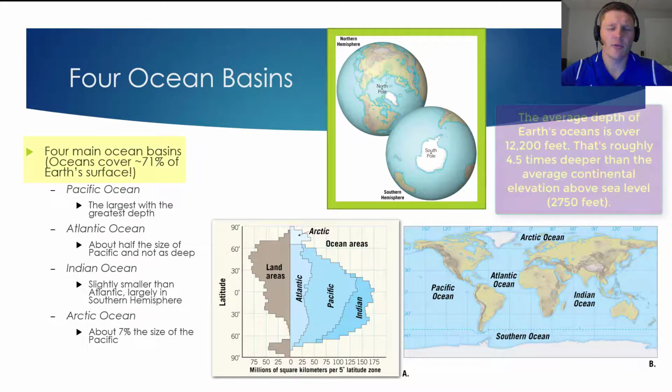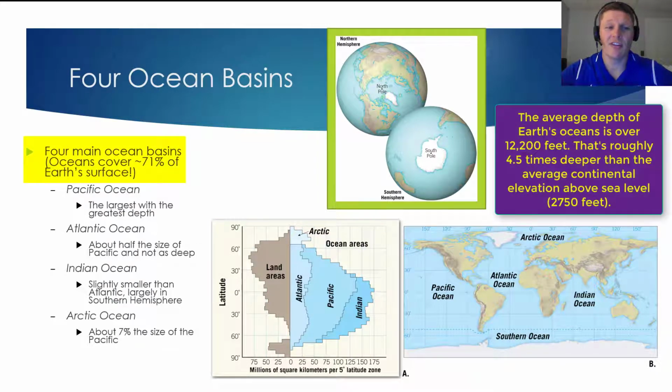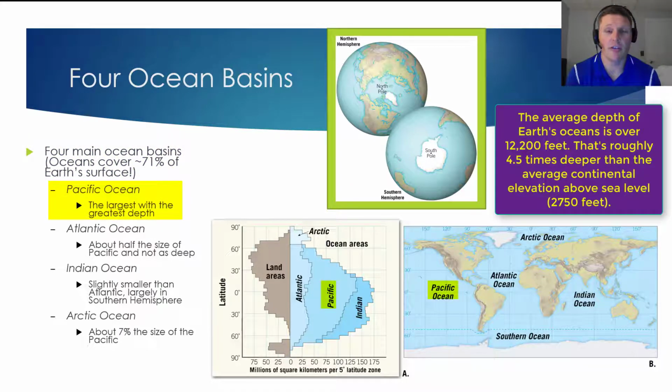Let's start by considering the four ocean basins, which actually cover 71% of Earth's surface. The first ocean that we'll consider, which is the largest ocean and has the greatest average depth, is the Pacific Ocean. In fact, the Pacific Ocean is so big that all of Earth's land combined can fit within the Pacific Ocean with room to spare.